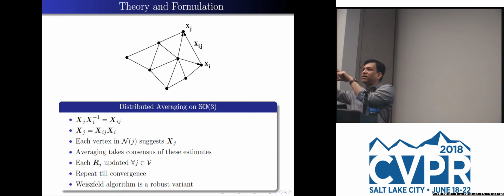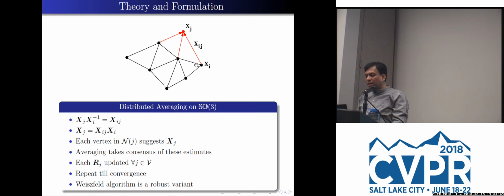This is the so-called warehouse problem. Let's say you have many shops and a central warehouse. Where should you locate the warehouse? You would want to locate it such that you minimize the sum of the distances to each one of those individual stores. So that's an L1 distance, and there's an iterative algorithm that Weiszfeld suggested for doing this many years ago. What Hartley and others did is adapt that to solving this distributed averaging on SO3 in the following fashion.